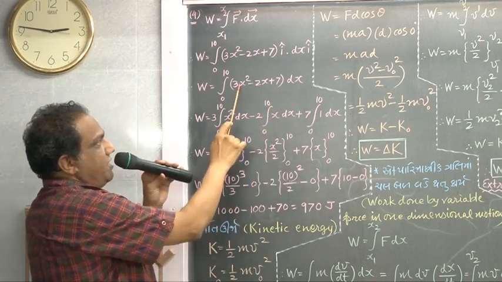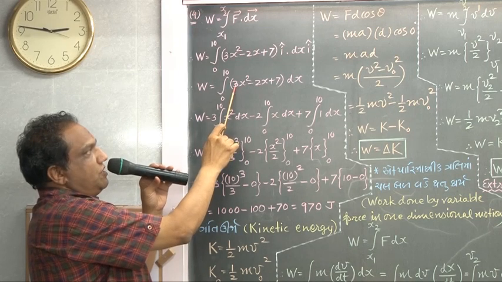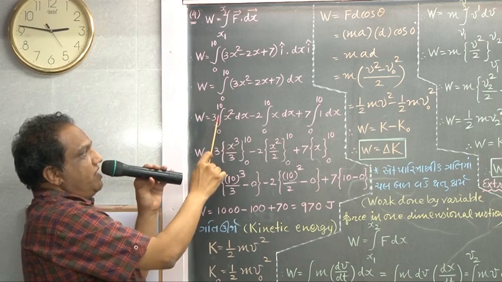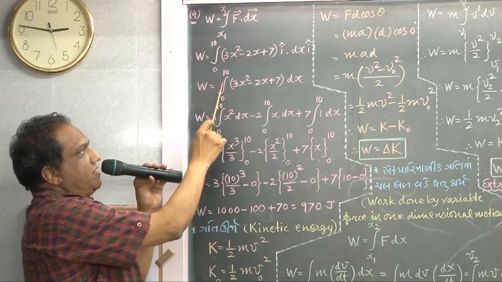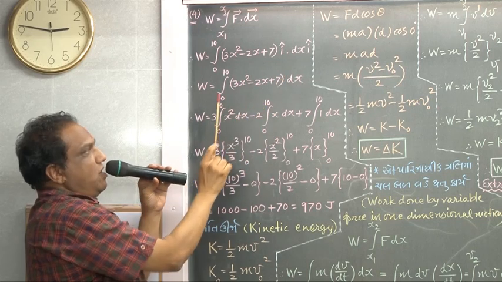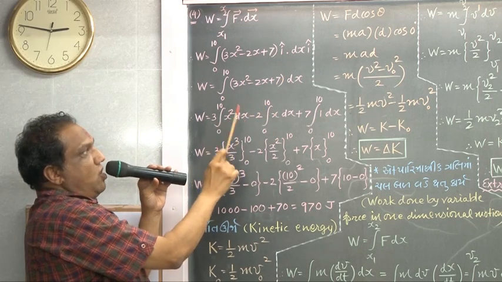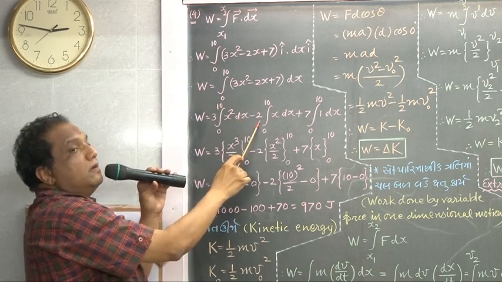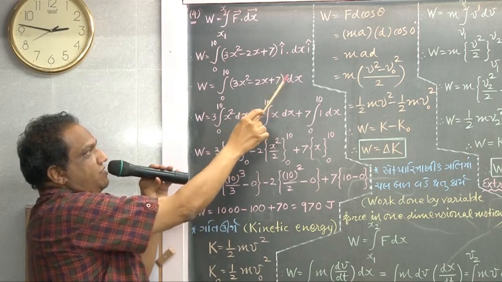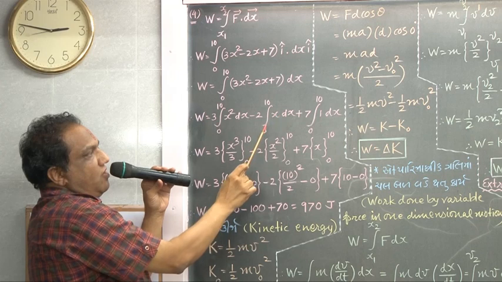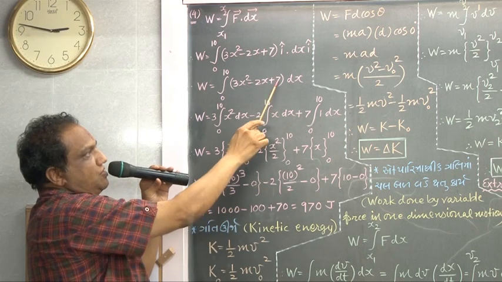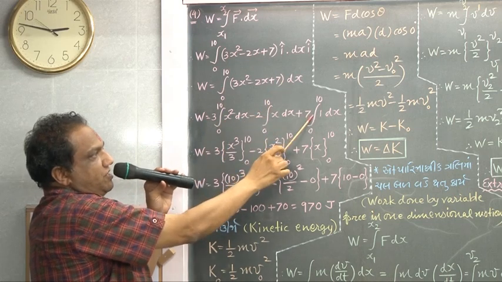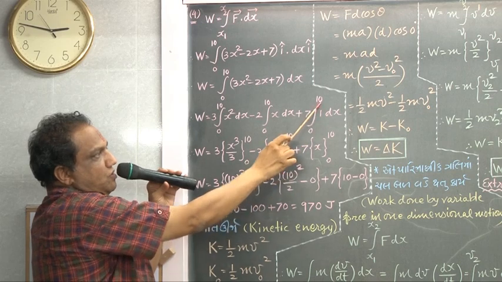Okay? When you take integration here, look, 3 is constant. It can be taken out of the symbol of integration. So I am writing 3 first, and then after that I am writing integration x square dx from 0 to 10, minus 2 constant, integration x dx from 0 to 10, plus 7 is constant, integration 1 dx from 0 to 10.